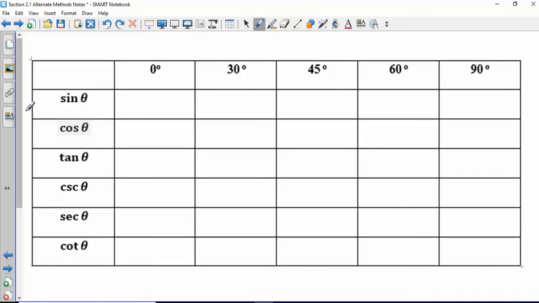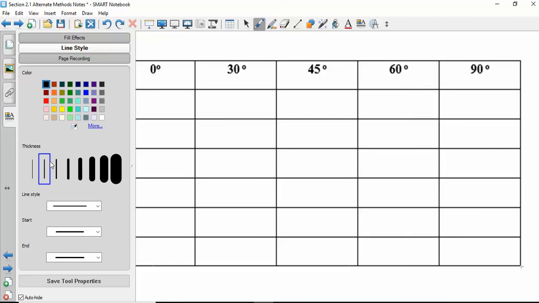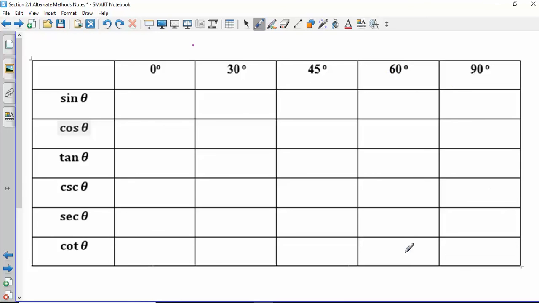So what I want to do is just start filling out the table, and I'm going to show you as we do this how the hand trick gives us these values. At this point, we've talked about all of these before. The 0 and 90, we were drawing that diagram with the 0, 1, 1, 0, those points. 30, 45, and 60, you could go back in your notes and write all those down right now.